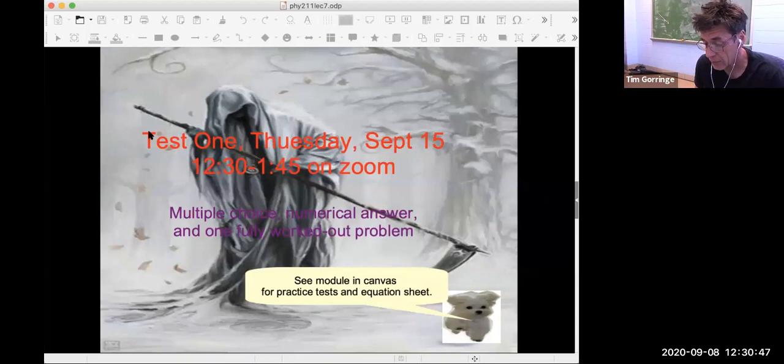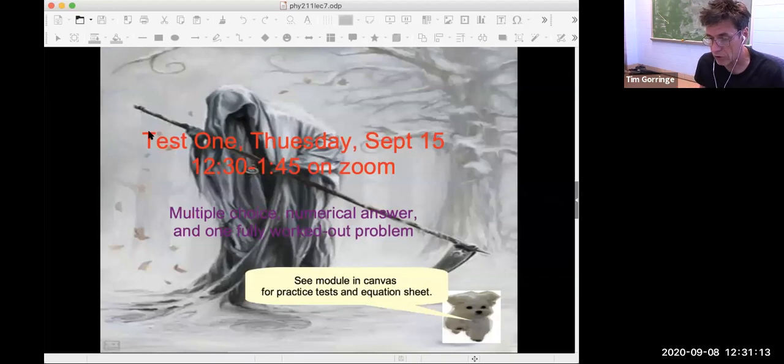during the test. The test format will have multiple choice questions on it, sort of patterned on the lecture quizzes. It'll have numerical answer questions on it, kind of patterned on the homework problems, and it'll have a long problem that you'll fully work out and submit your solution, kind of patterned on the recitation problems.